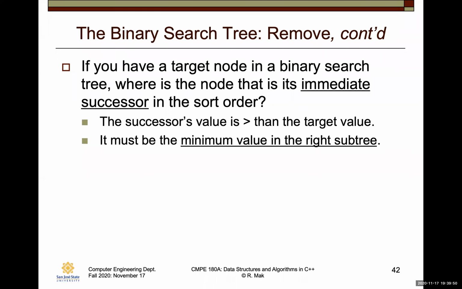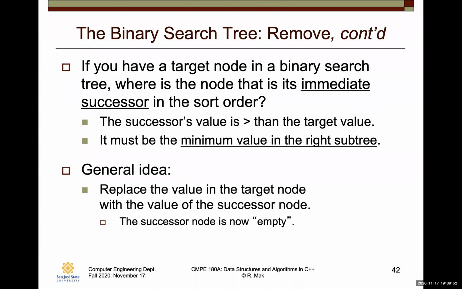Once we have the minimum value, then we can replace the value of the node that we're trying to remove with the data from the successor node. And then we remove the successor node. Let's see how that happens.